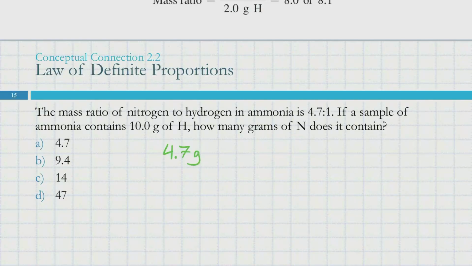4.7 grams nitrogen to 1 gram hydrogen. That's what that 4.7 to 1 means. If a sample of ammonia contains 10 grams of hydrogen, how many grams of nitrogen does it contain? We've got to guess for D. Why is it D?